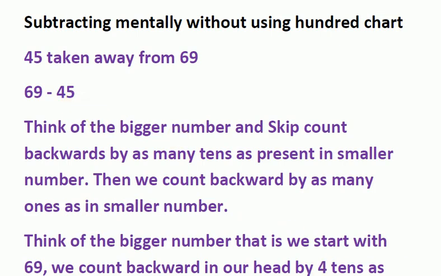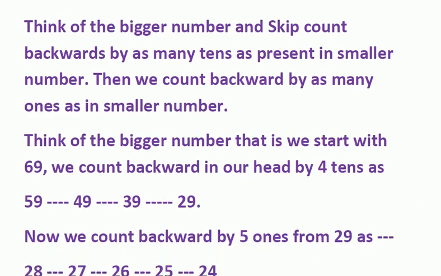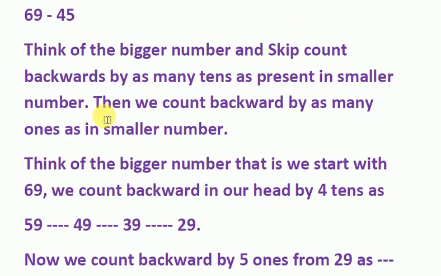So let's see how it is. Now first step is think of the bigger number, that is we start with 69, as it was 69 minus 45. So we begin with 69. We count backward in our head by 4 tens. Why 4 tens? Because smaller number is 45 and it has 4 tens. So start from 69 and back count 4 tens as 59, 49, 39, 29. See, 4 tens. 1, 2, 3, 4. You reached where? 29.